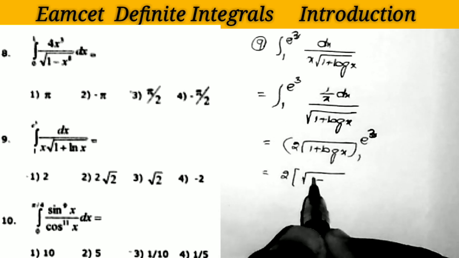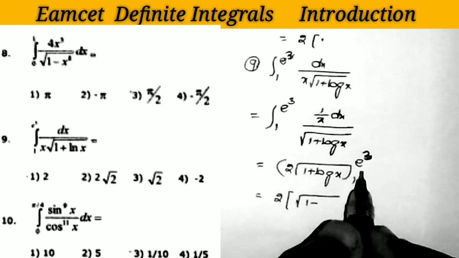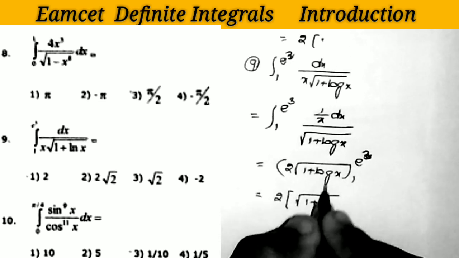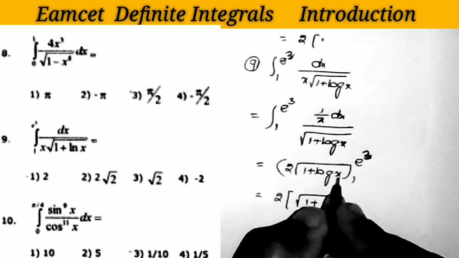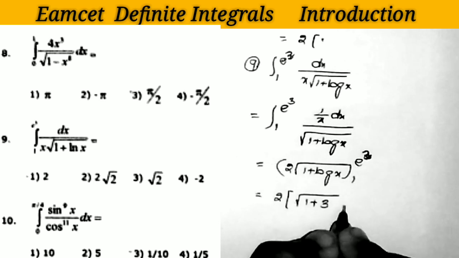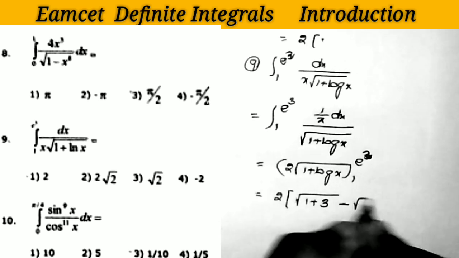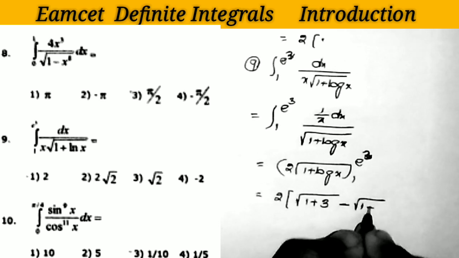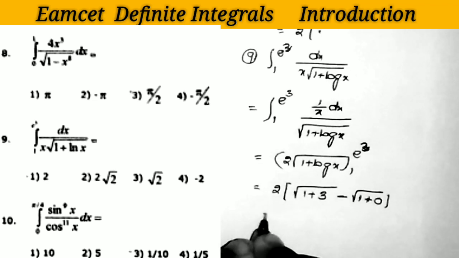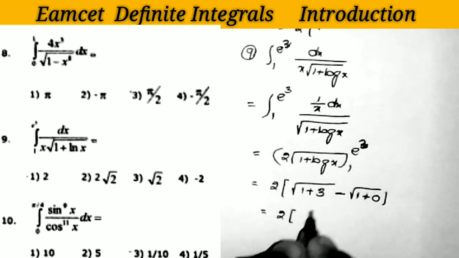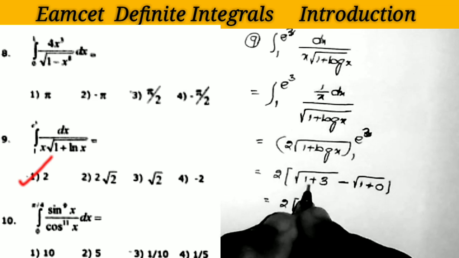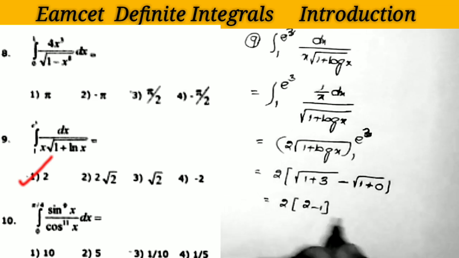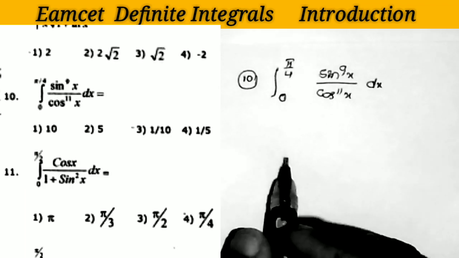Now replacing the limits values. 2 into the upper limit e cube, that is root of 1 plus log e cube. Log e cube is equal to 3 log e, that is 3. Minus square root of 1 plus log 1. Log 1 is equal to 0. So this is 2 into root 4, which is 2, minus 1. That is 2 into 1, equal to 2, the answer, and that is the first option. Next question, sum number 10.